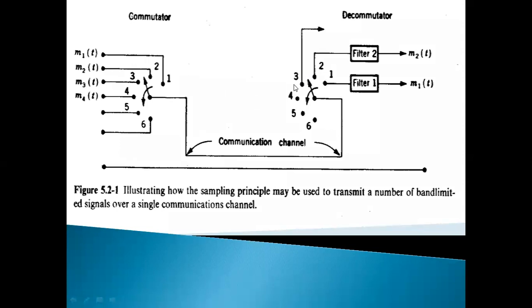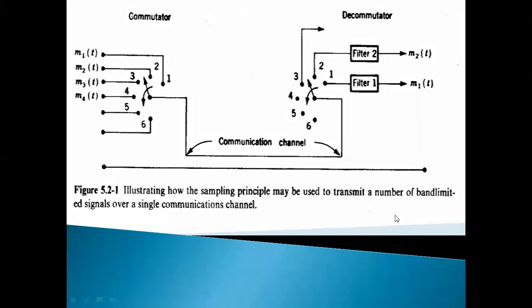So there are 1, 2, 3, 4, 5, 6 signals. Whatever signals are at the transmitting end, the same signals are received at the receiving end. The signals are released by using the commutator and received by using the decommutator. The commutator is at the transmitting end, the decommutator is at the receiving end. The decommutator uses filters: filter 1, filter 2, filter 3, like this. However many signals there are, that many filters are used here.